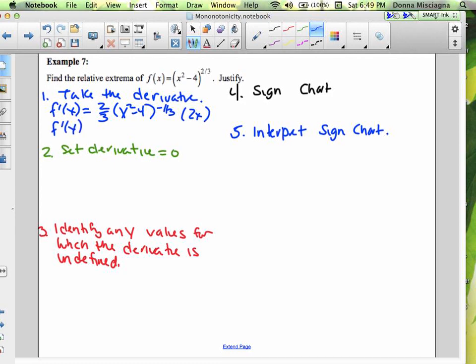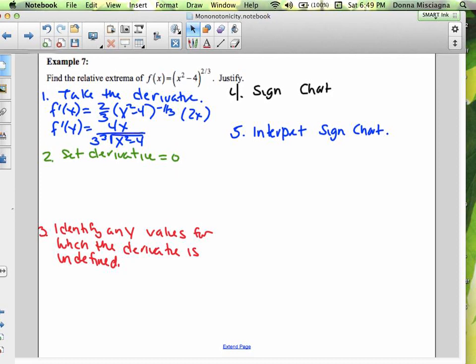Let's rewrite this. F prime of x equals, in the numerator we have 2 times 2x, so that's 4x. In the denominator, we're going to have 3 times the cube root, almost forgot the little 3 there, of x squared minus 4. And there we go. We'll set our derivative equal to 0.